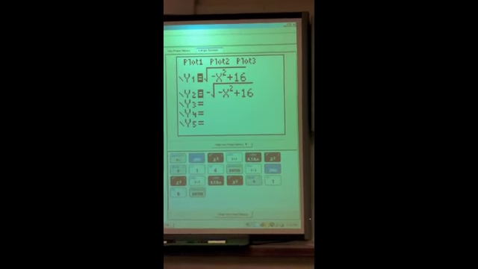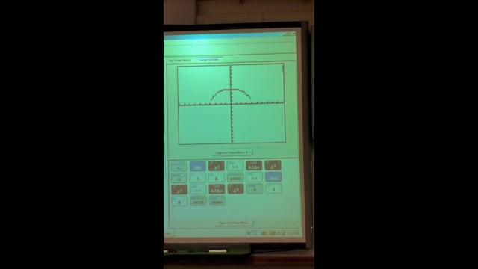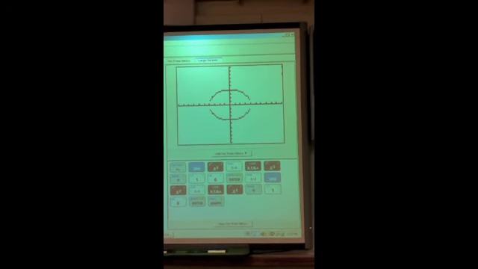Now you want to hit enter so it calculates it out. Now you're going to want to go to your graph. And this is what your graph should look like.